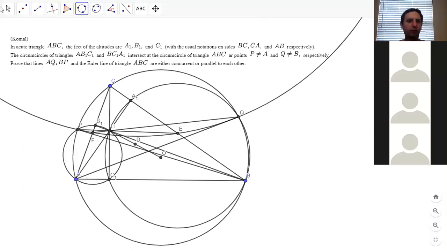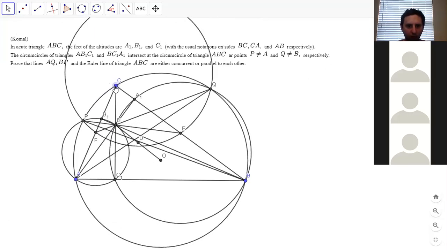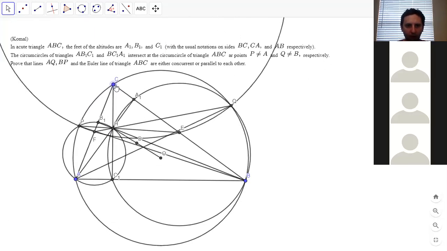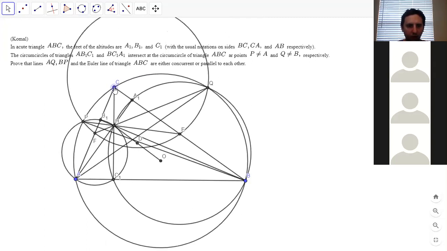Are those tangent to the circle? I don't think they are. I would be very surprised if they were. Yeah, they're not. I'm going to delete D.